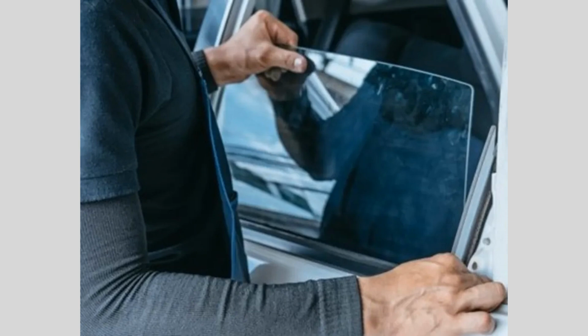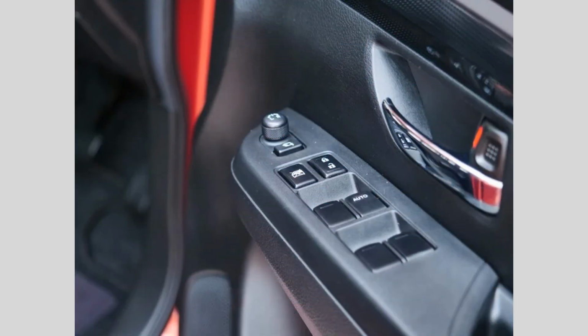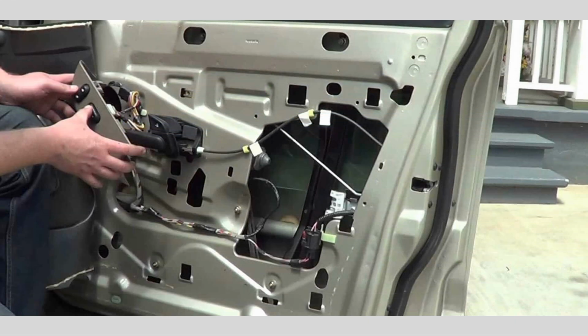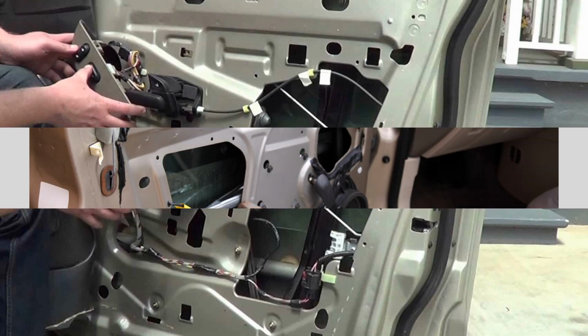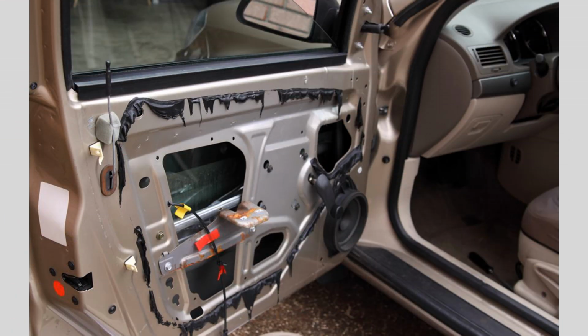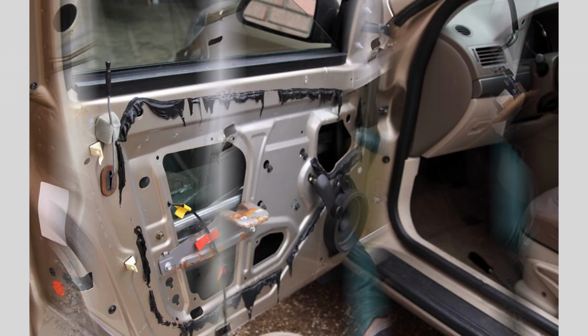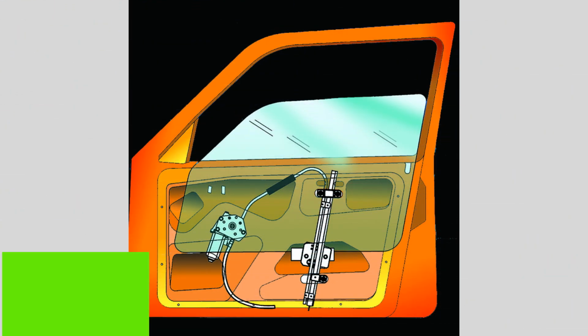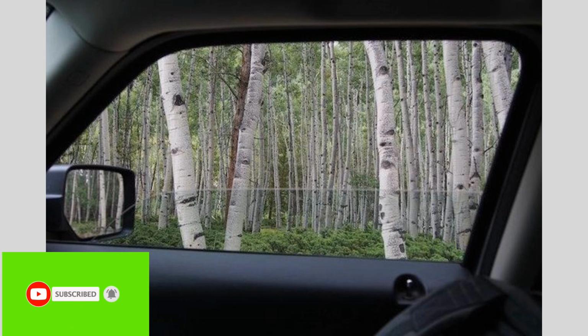Adjust the window regulator tension. In some cases, adjusting the tension of the window regulator can help increase the speed of your power windows. Locate the window regulator mechanism, usually found inside the door panel, and look for any adjustment screws or bolts. Carefully tighten or loosen these screws or bolts to find the optimal tension for faster window movement. However, be cautious not to over-tighten, as it may cause damage.